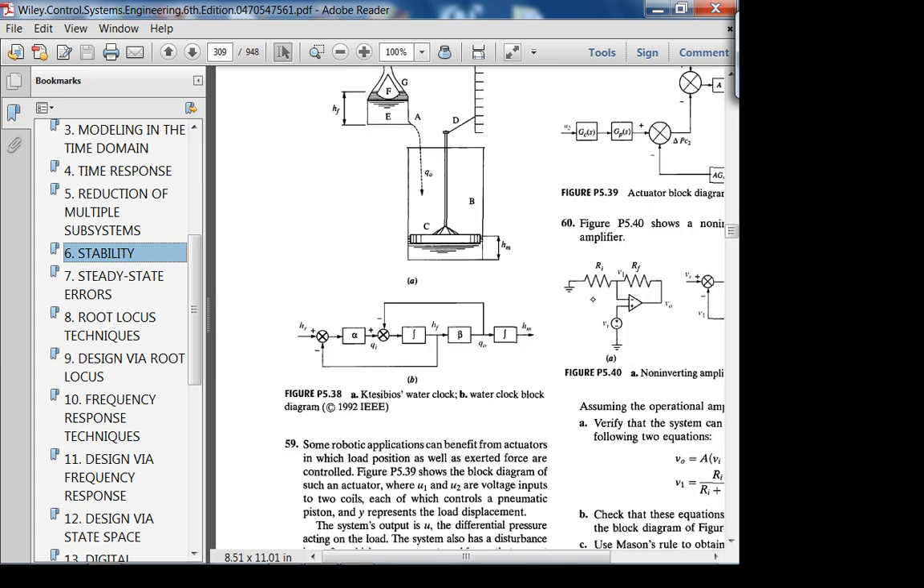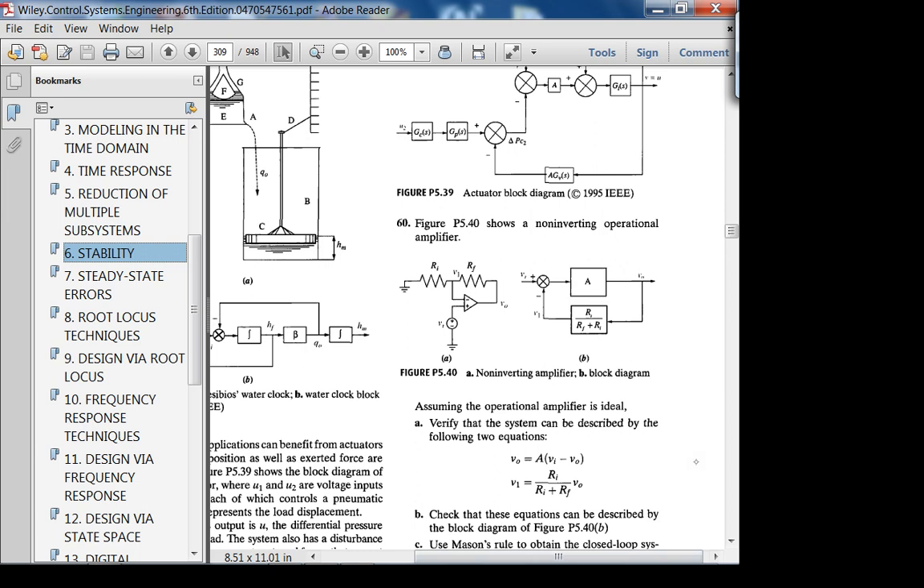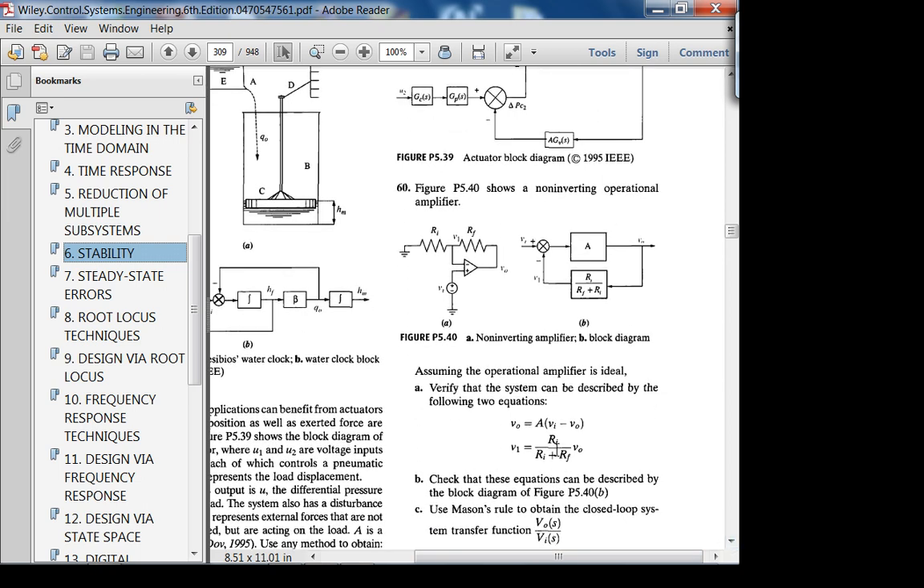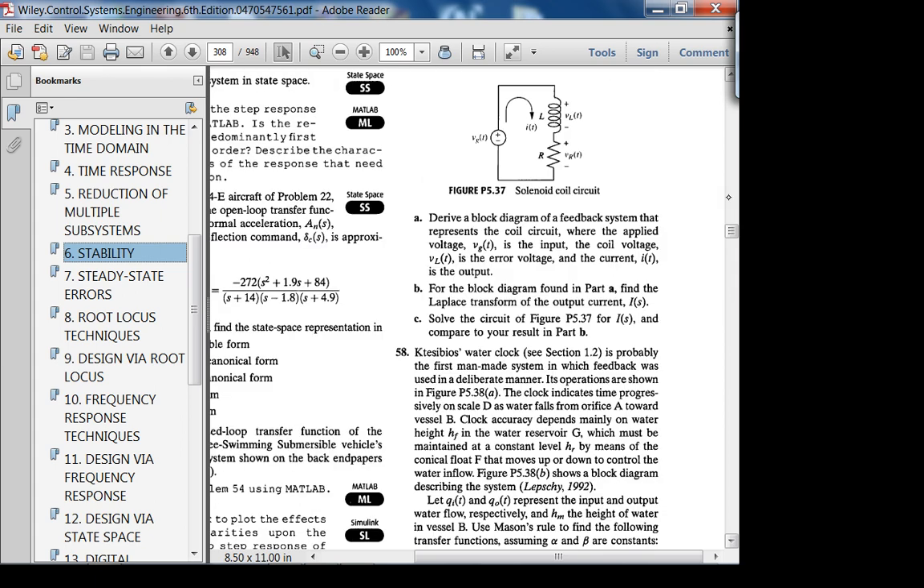This shows you how to do it, and it does ask you to use Mason's rule, so it's fine. But it shows you how you can look at it as an amplifier circuit. What kind of an amplifier is this? It tells you what it is, but it's a non-inverting amplifier. What's the gain of this non-inverting amplifier? It's 1 plus RF over RI, correct? So it shows you how to view this as a feedback system where A is the open loop gain multiplied by the feedback gain. It's very interesting. That's your last problem actually.